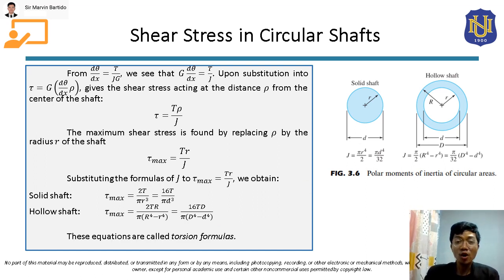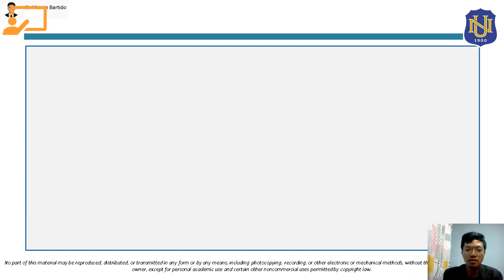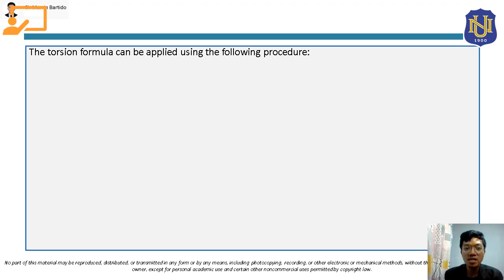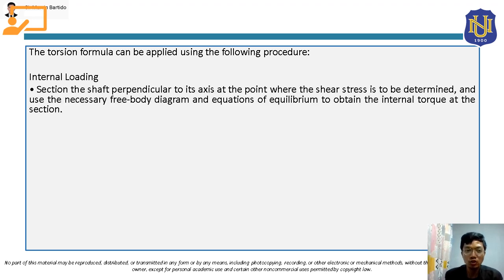Okay, so these formulas, actually class, are called torsion formulas. These are the torsion formulas for solid and hollow shaft. The torsion formula can be applied using the following procedure. The first one, you have to solve for the internal loading. Section the shaft perpendicular to its axis at the point where the shear stress is to be determined, and use the necessary free body diagram and equations of equilibrium to obtain the internal torque at the section.